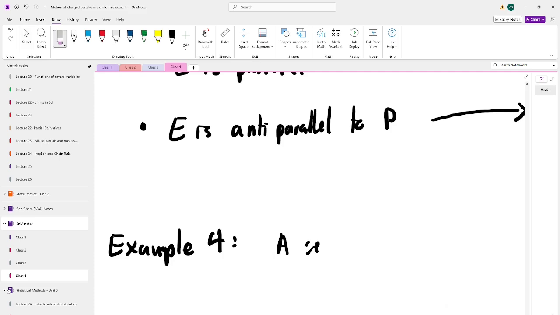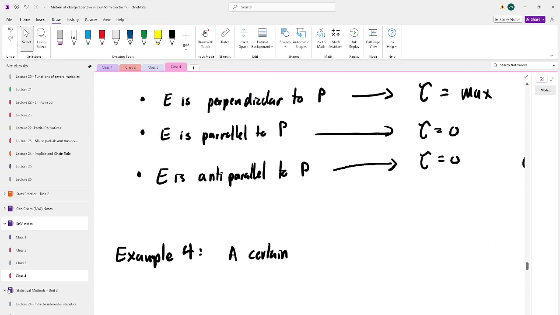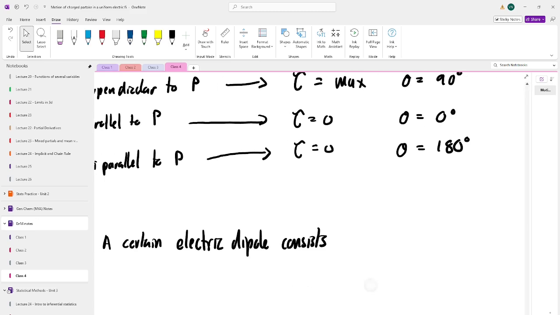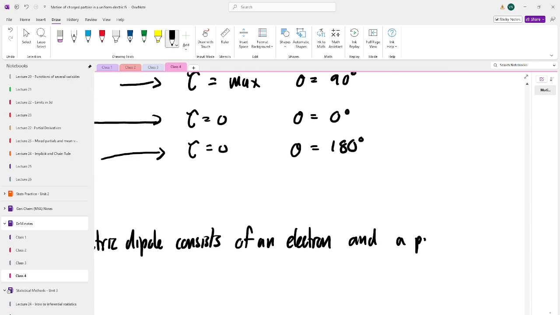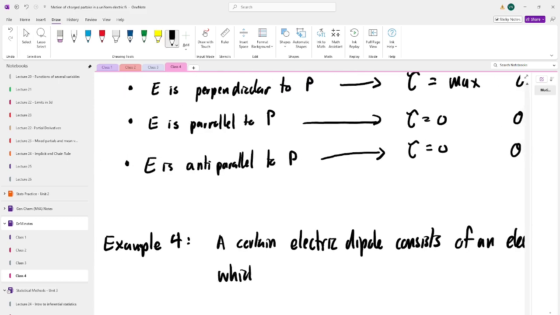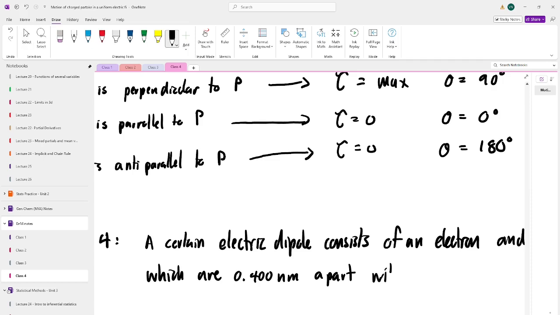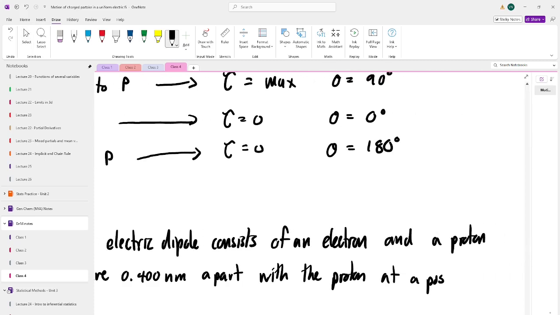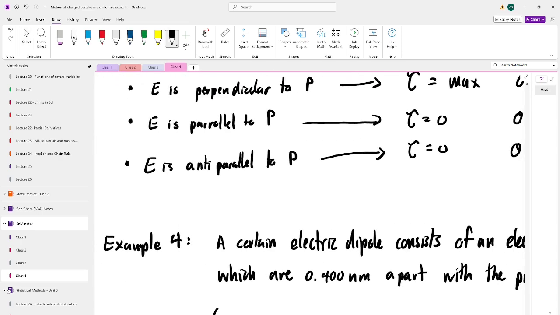A certain electric dipole consists of an electron and a proton, which are 0.400 nanometers apart, with the proton at a position angle (35 degrees) from the electron.